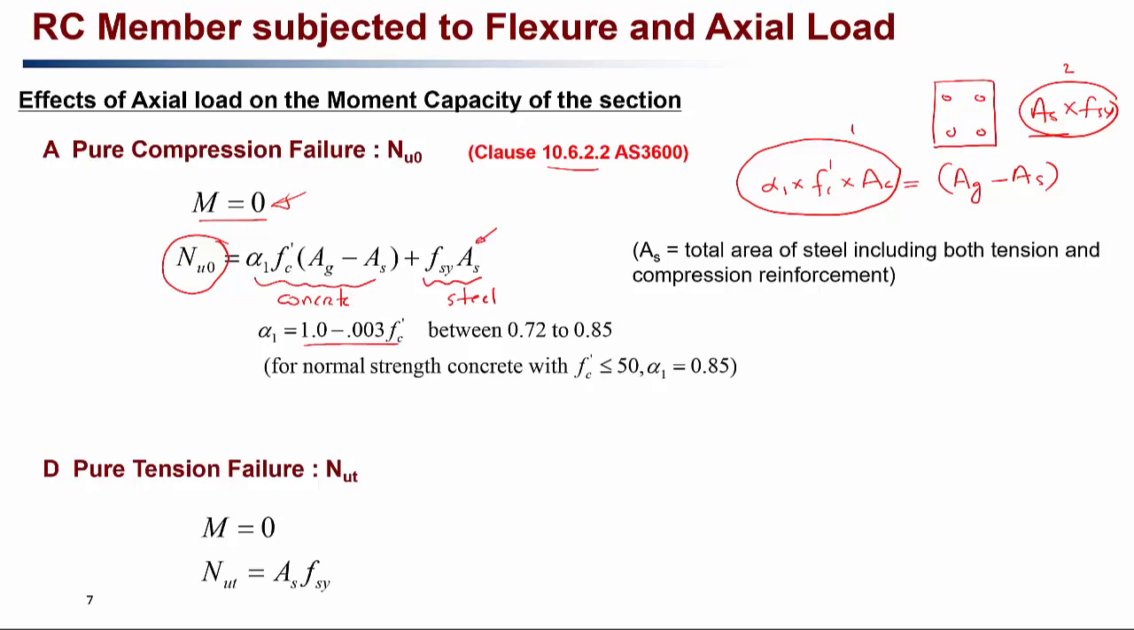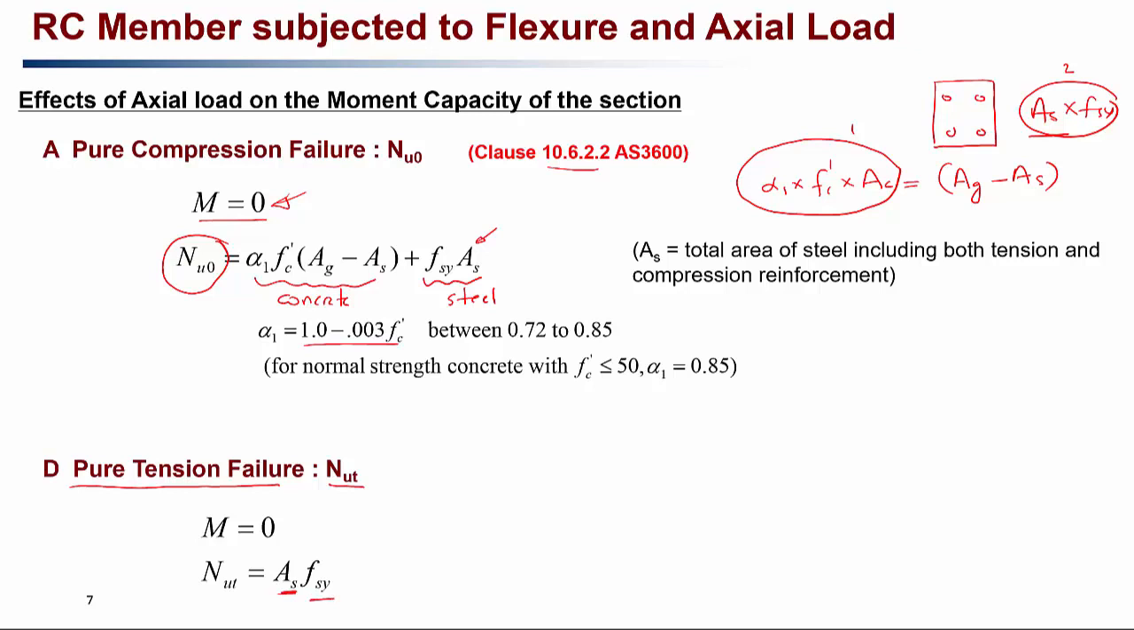Before we go into point B, that is the balance failure mode, and point C, that is the pure flexural mode, we can easily find out point D first. So let's go into that one first. The point D is the pure tension failure, isn't it? So that is denoted as NUT. That means the concrete is subjected to pure axial tension, and when the column is subjected to pure axial tension, then the concrete will not take any tension forces. All the steel is taking the tension stresses. That means the capacity of the column in tension is given by area of steel multiplied by FSY.